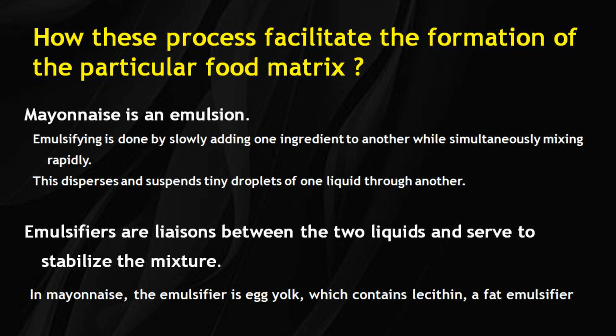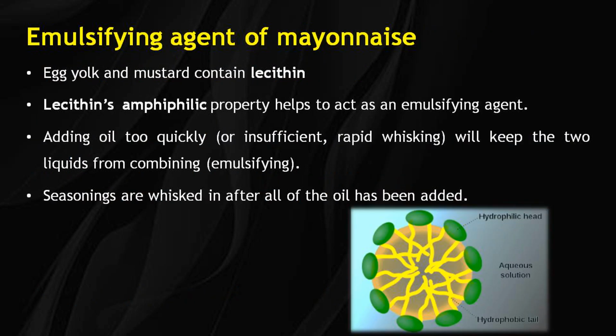In mayonnaise, the emulsifier is egg yolk, which contains lecithin, and it is a fat emulsifier. Apart from the egg yolk, mustard also contains lecithin. Lecithin's amphiphilic property helps it act as an emulsifying agent. Adding oil too quickly or insufficient rapid whisking will keep the two liquids from combining, that means emulsifying. Seasonings are whisked in after all of the oil has been added.